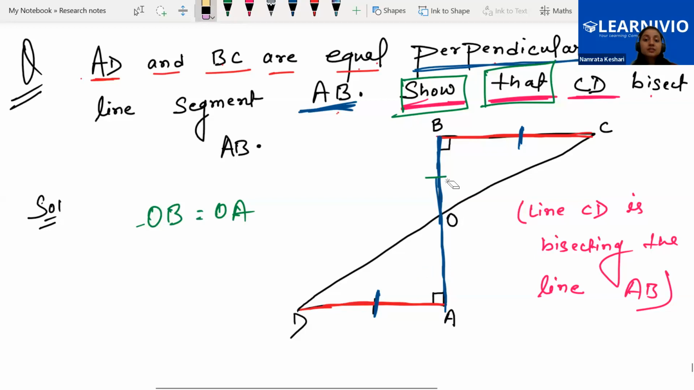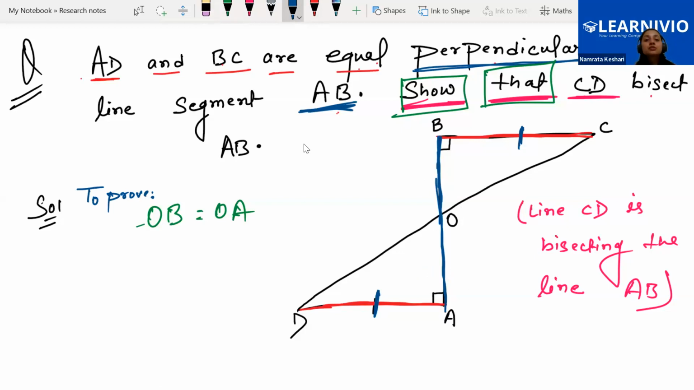I'm rubbing it because it is not given. We have to show that. So to prove this part, we have to prove that OB and OA are the same. We will take the help of the concept of congruency to show that OB and OA are the same.